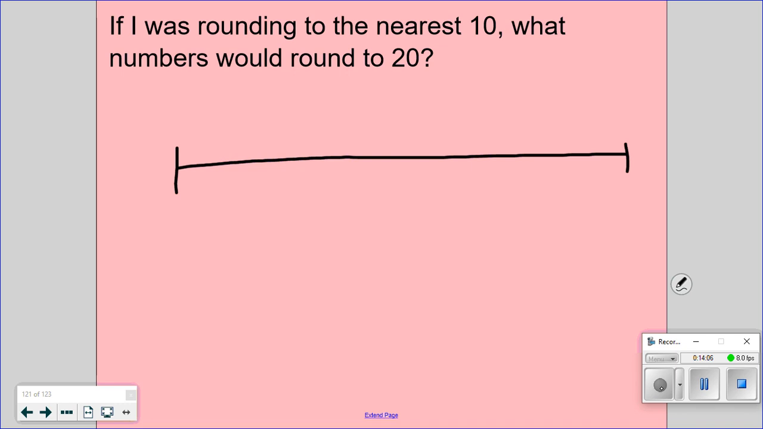17. So I'm going to make my first number line. I'm going to make it 10 to 20. And this is going to get all of the numbers that are less than 20. And then I can see which numbers are going to round to 20. What's going to be my midway point? 15?